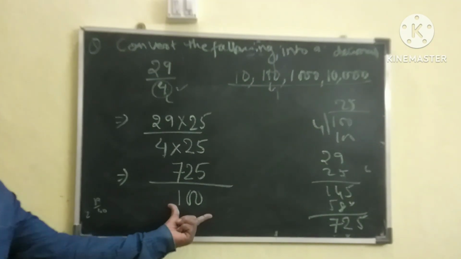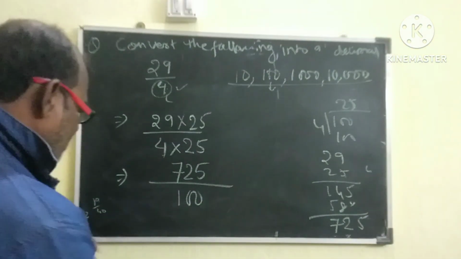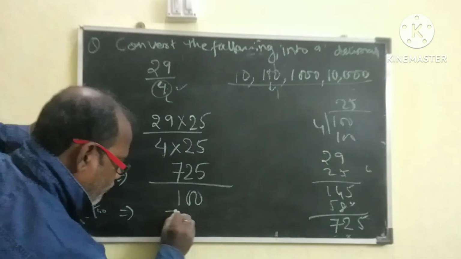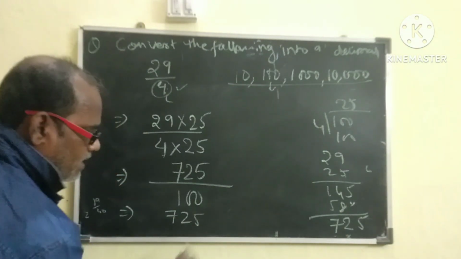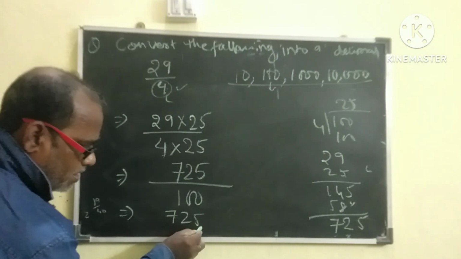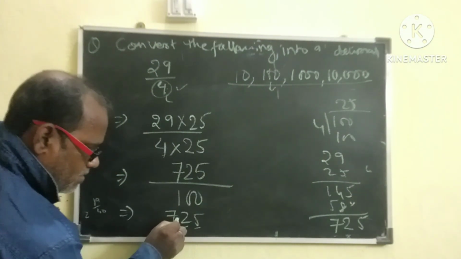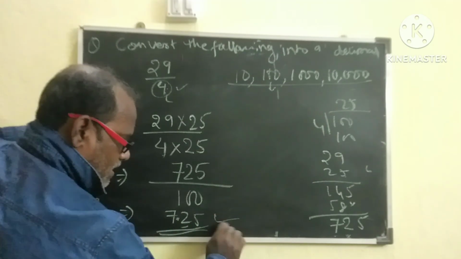Now we have 100 here, so we can easily put the decimal. Just write 725, and here there are 2 zeros, so from here you take 2 digits and put the point. So this is your final answer.